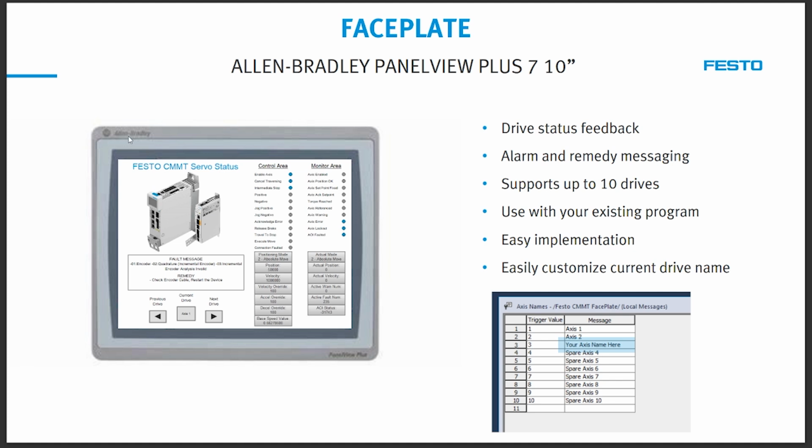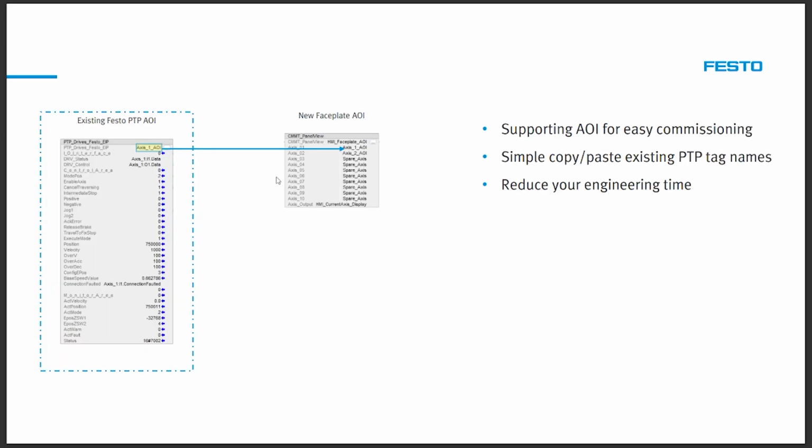This is an Allen Bradley PanelView Plus 10-inch HMI with our faceplate. A couple of notes on the side here. And on the second page, you can see the AOI that goes in your FactoryTalk Logix program, and it is designed to be paired with an existing Festo point-to-point AOI, which can be found on Festo's website. We are assuming that you already have a working drive and program in your Rockwell PLC. Once you have all that done, this faceplate AOI can be added with ease.